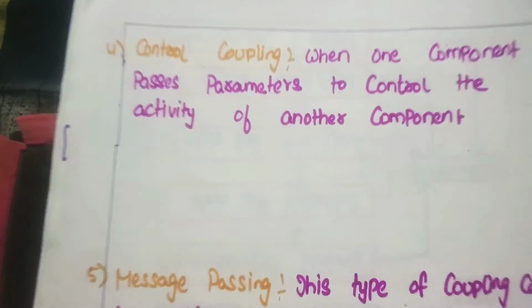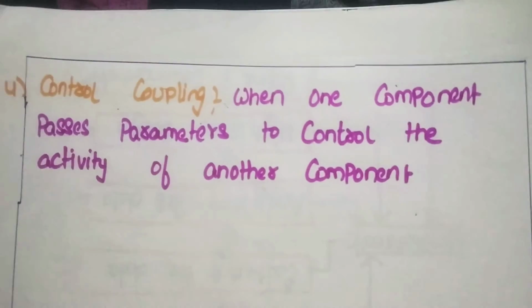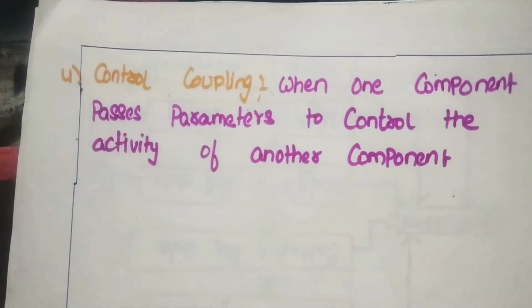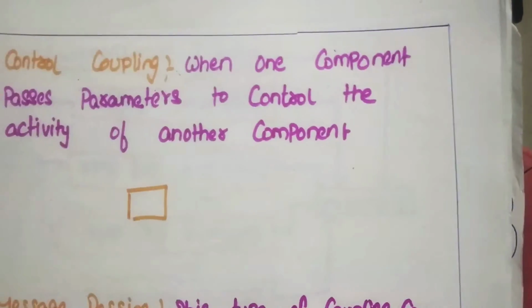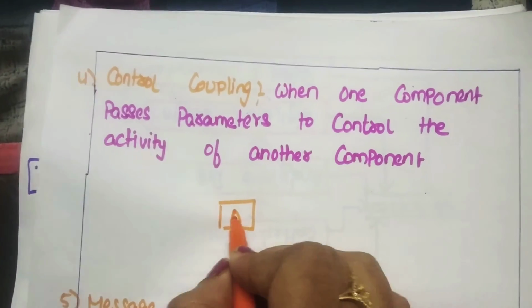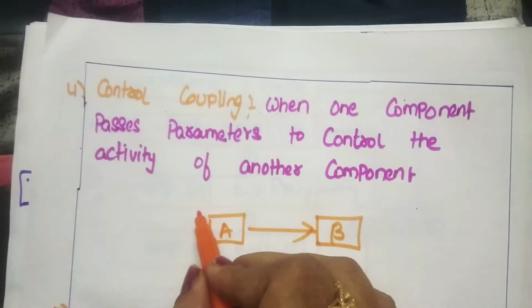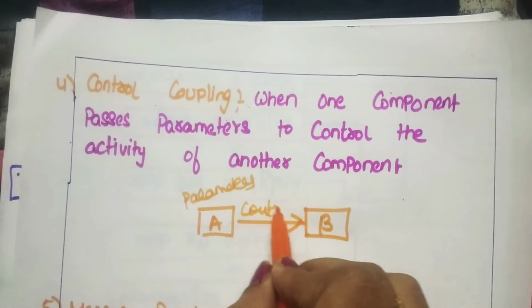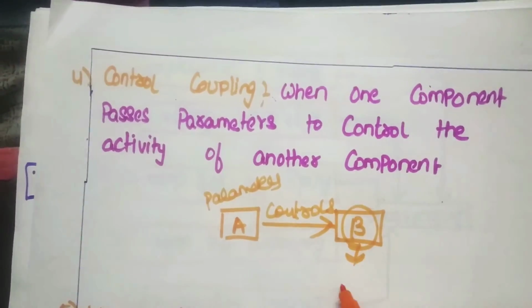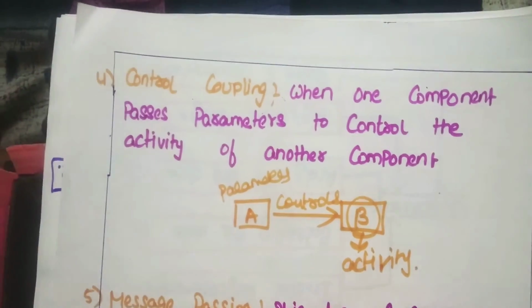Next one, control coupling. What is control coupling? When one component possesses a parameter to control the activity of another component. Suppose I am taking parameter A and parameter B. The parameters of A control the activity performed in parameters of B. This is called control coupling.